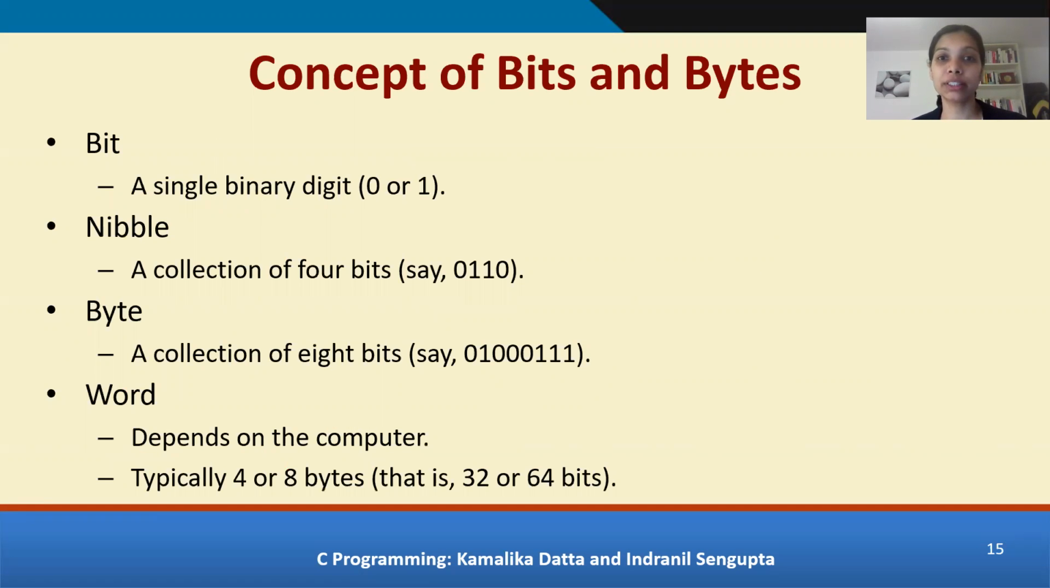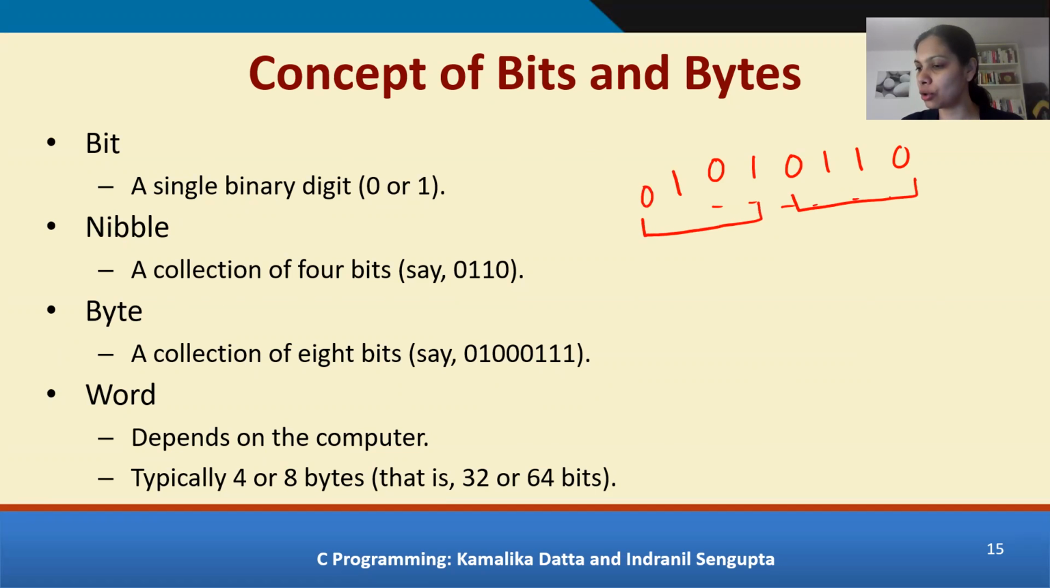Now, this is also an important concept: bits and bytes. What are bits? Bits are single digits: 0, 1, 0, 1, 1, 0. So this is 1 bit, this is 1 bit. And what is a nibble? A nibble is nothing but 4 bits together. Okay. So this is 0, 1, 1, 0, 0, 1, 0, 1. We are combining 4 bits together here and 4 bits together here. These are 2 nibbles, 1 nibble of 4 bits.